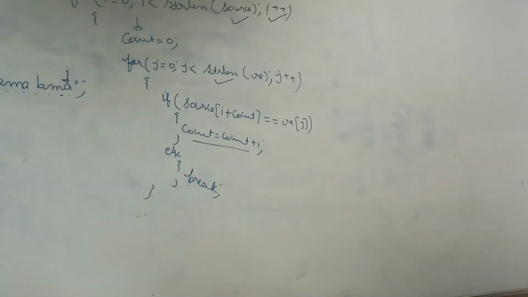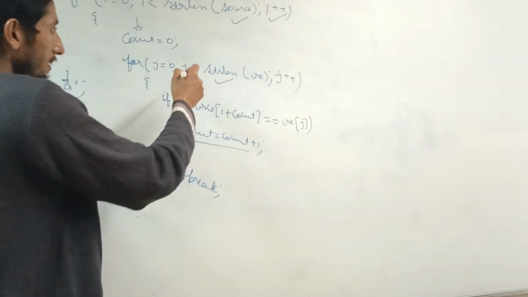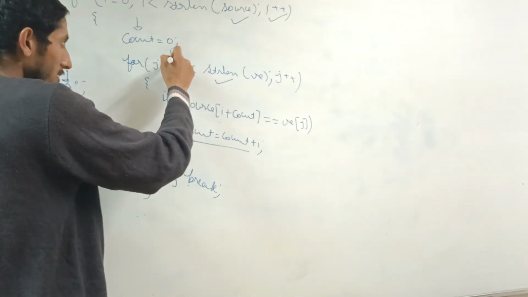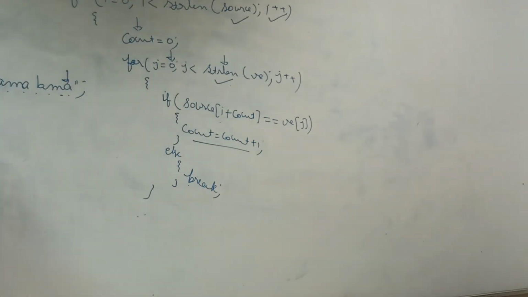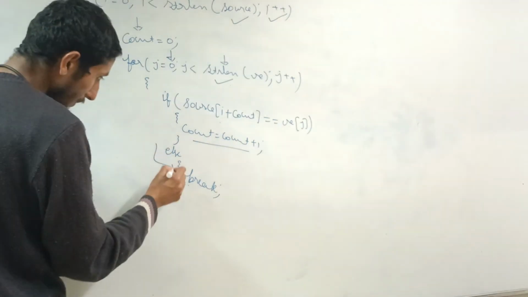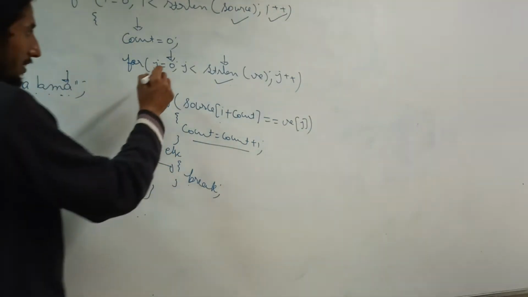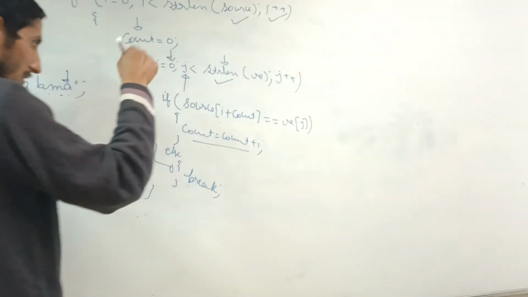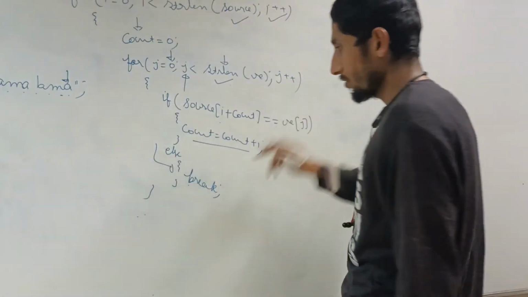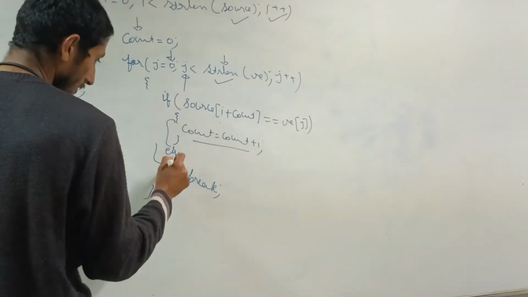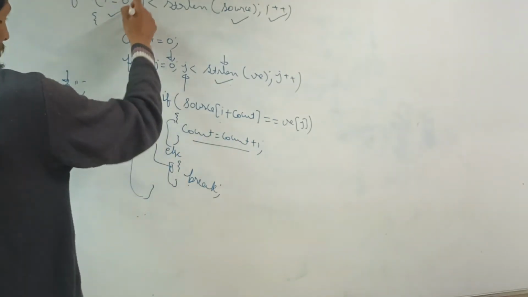Okay, let me explain again. If I iterate the loop from 0 to the string length, what is the meaning of this? The meaning is that all the characters of the substring are present in the original string. If one was not present, then I will break the loop in between. With the help of the j value, what I can conclude, so that is the end of the inner loop. Okay, it is still going on.